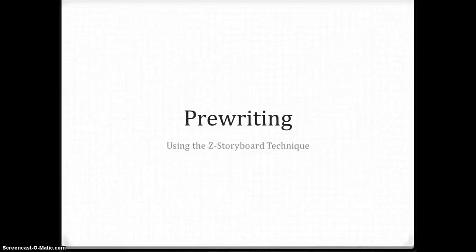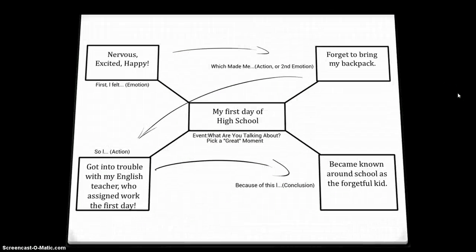Today we're going to be focusing on the Z storyboard technique, which is a technique I came up with when writing my own narratives. This is what it looks like. If you take a look, this arrow and this arrow form a Z shape. That's where the storyboard gets its name. Let's take a look at an example and I'll show you how to fill it out.